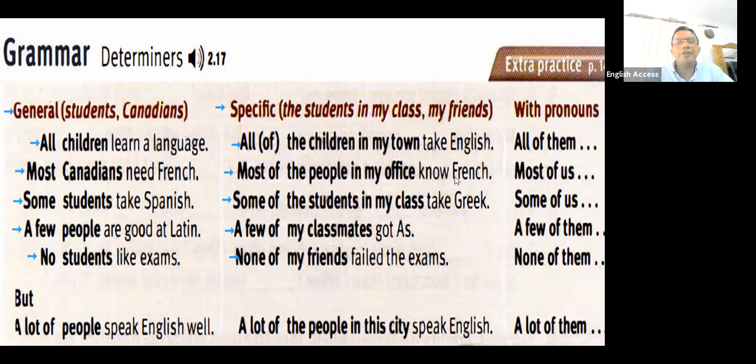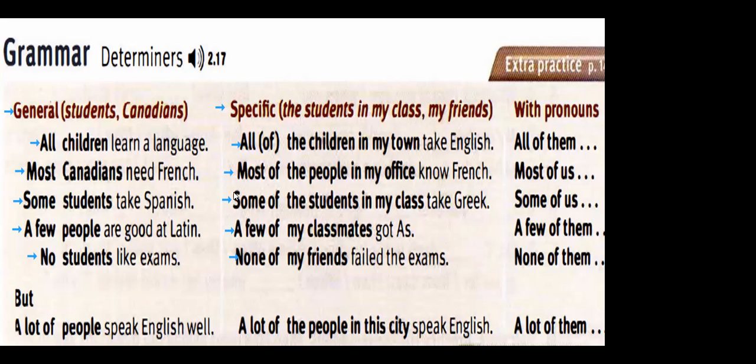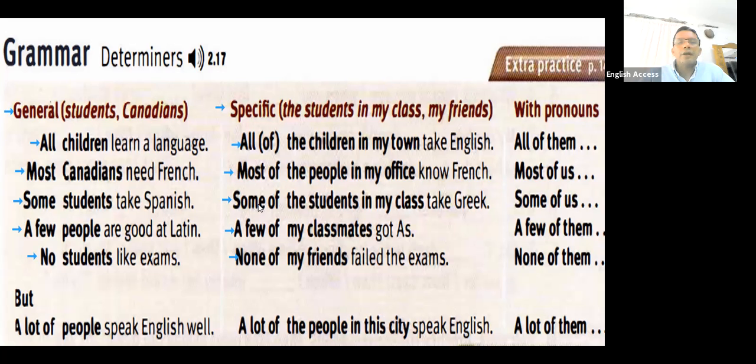Most of the people in my office know French. This is Canadians, Andrea. Canadians. Okay. So, some students take Spanish, some of the students in my class take Greek. So the only word we are adding here, you see, right? It's of. Some of the students, and then the complement of the sentence is more specific. In my office, know French. In my class, take Greek. In my town, take English. They are specific. This is general, right? You don't say where or when or how. All children learn a language. Most Canadians need French, etc.